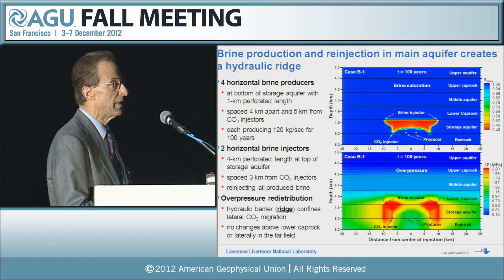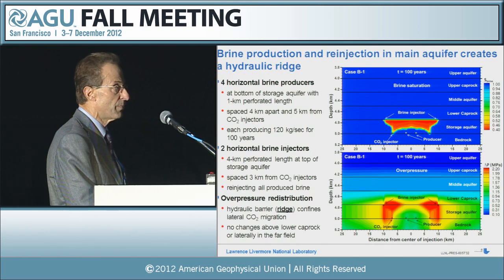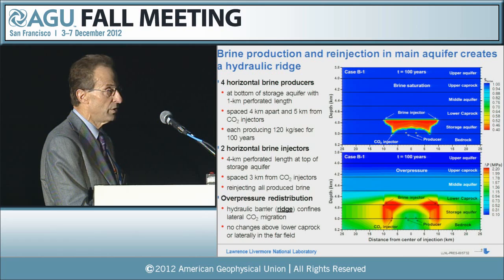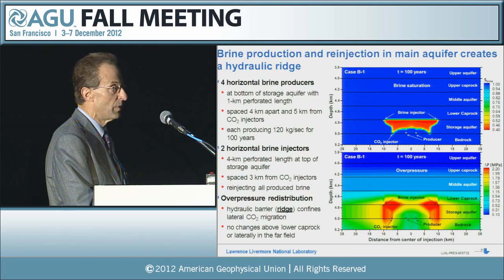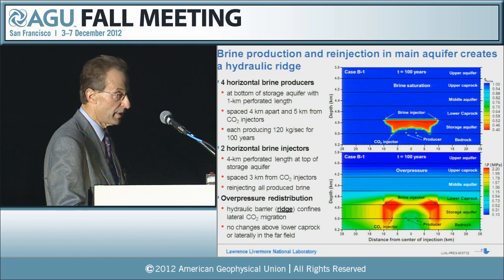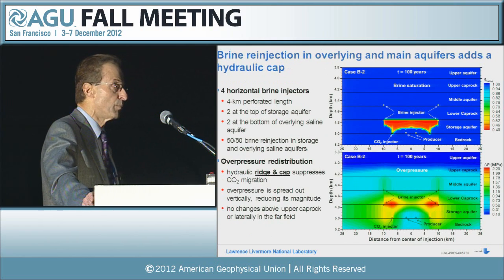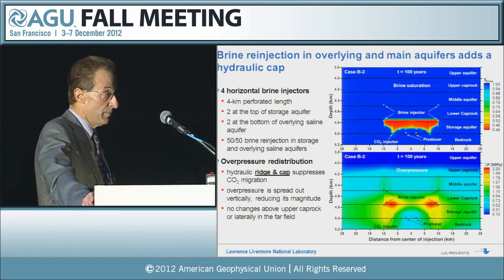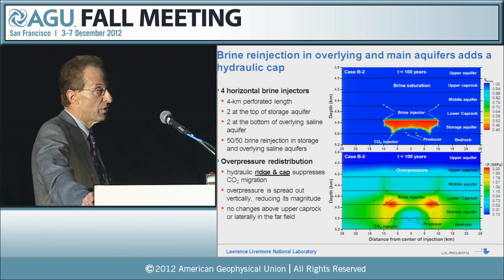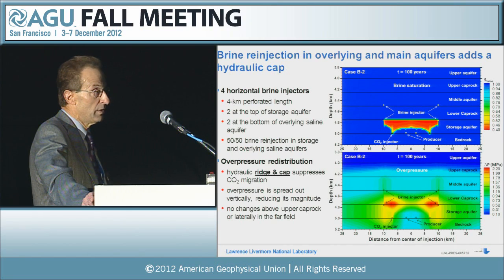But basically what we've done here is not change the picture in terms of neighboring users. We still are injecting the same amount of fluid into this formation. So the next thing we consider doing is taking half of the brine that we're producing and injecting it in the next overlying permeable formation. By doing that, we raise the pressure in that aquifer, and we reduce the pressure difference across the cap rock, which reduces the tendency for CO2 leakage through the cap rock.